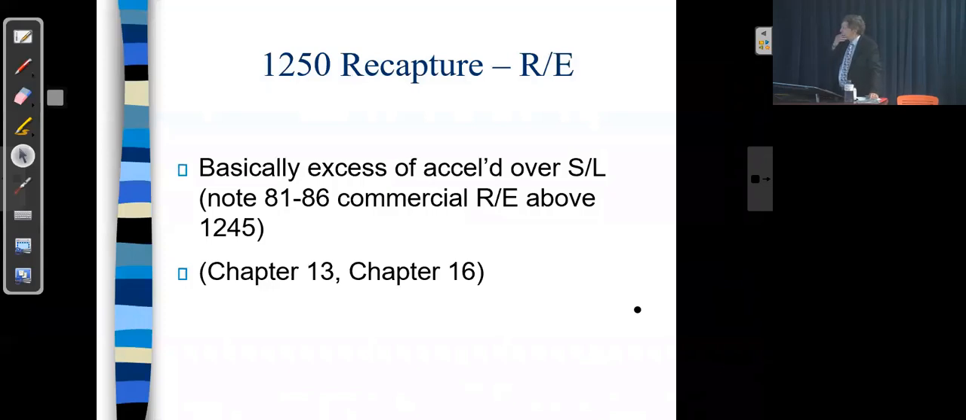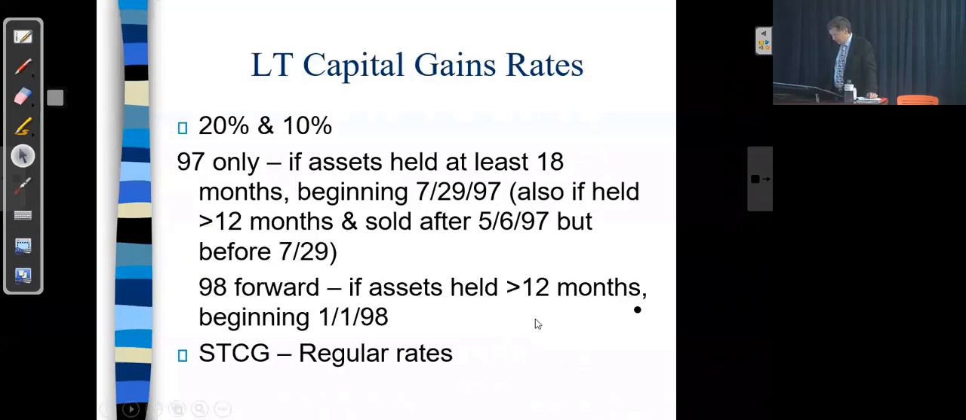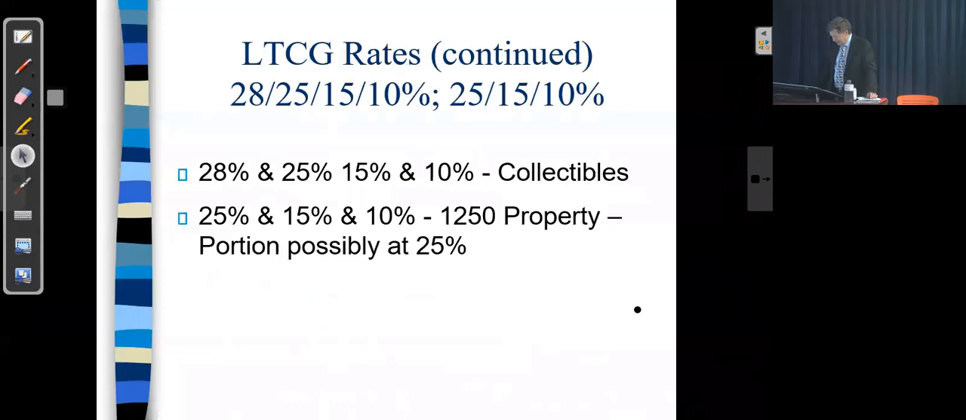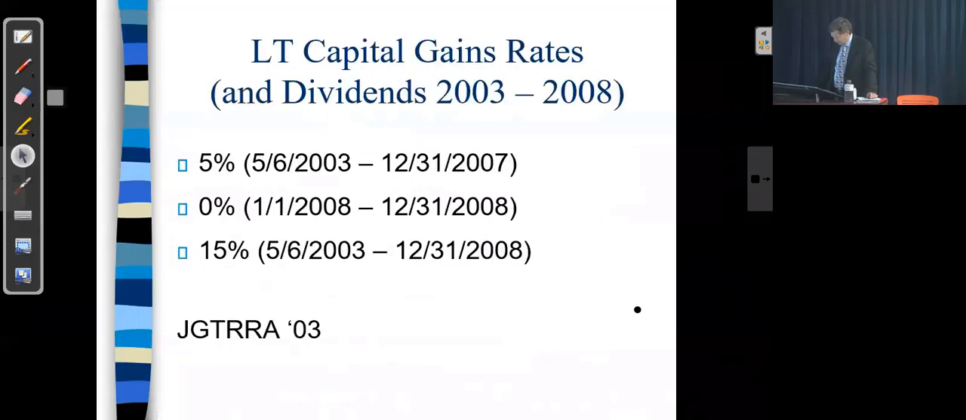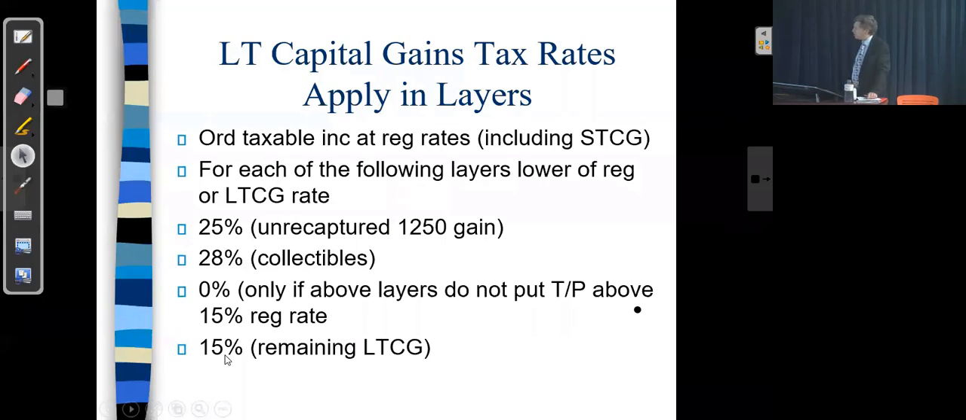Those buildings are depreciated at 39 years if they're a commercial building, and if they're a rental building, 27 and a half. The commercial originally was 31 and a half, later changed to 39. Long-term capital gains rates, some of this is older here, right? Basically today, those long-term capital gains rates are 0, 15, and 20. So this needs to be updated to say 20%.